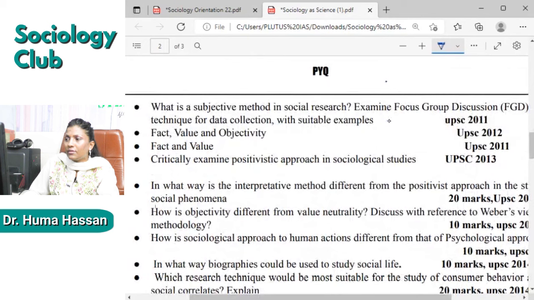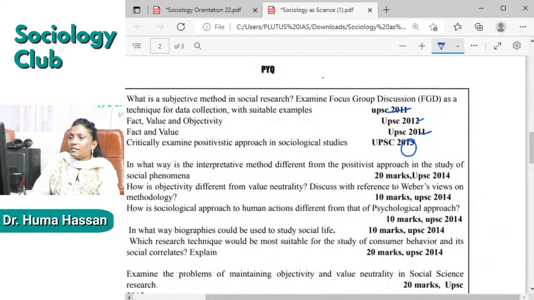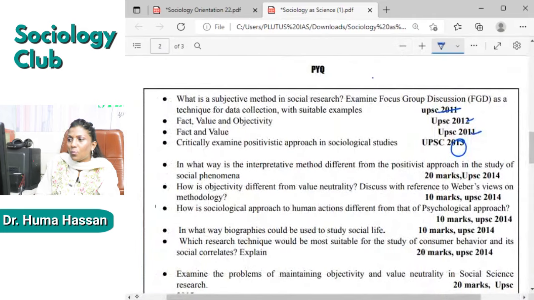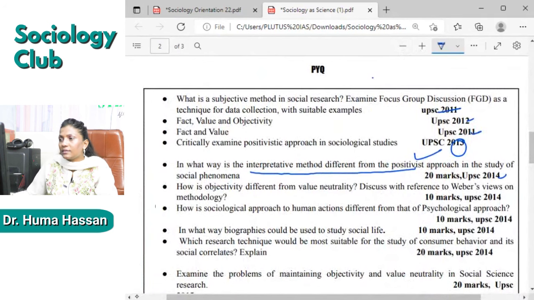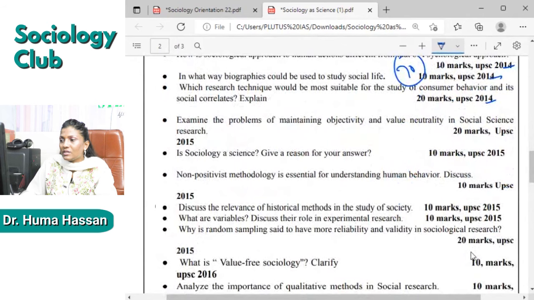It's 2011, 2011 and 2013, 12. Now look at this. In 2014, this question came: what is the interpretative method, and how is it different from the positivist approach? Just see these questions. Almost 20, 40, 50, 60, 70 marks of questions from these two topics. Then in 2015, again 20, 30, 40, 50, 60, 70, 80 marks.